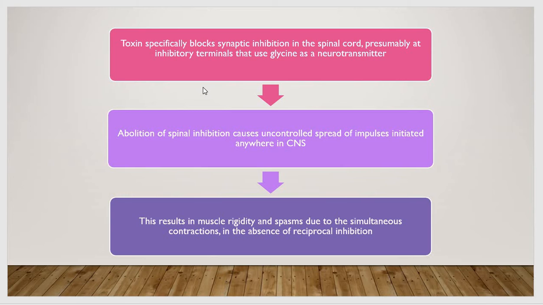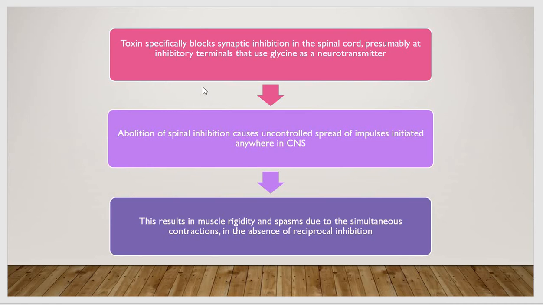neurotransmitter. And this abolition of the spinal inhibition is responsible for causing uncontrolled spread of impulses initiated anywhere in the CNS. I'll explain this to you in simple terms also. This results in muscle rigidity and spasm due to the simultaneous contractions in the absence of reciprocal inhibition.